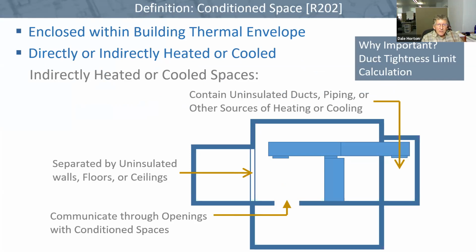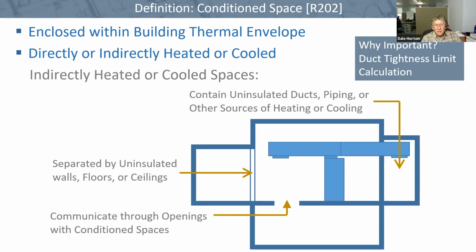There's a couple different definitions that are changed in the 2018. One of them has to do with what's conditioned space. This is important for several reasons. The first one that came to my mind is when you're setting the duct tightness limits, which we'll talk about later, you have to know how many conditioned square feet of floor area there is. And so you have to understand whether the space is conditioned or not. And the definition says it's not only conditioned, of course, if it's directly conditioned, but it's also considered conditioned space if one of three things occur.